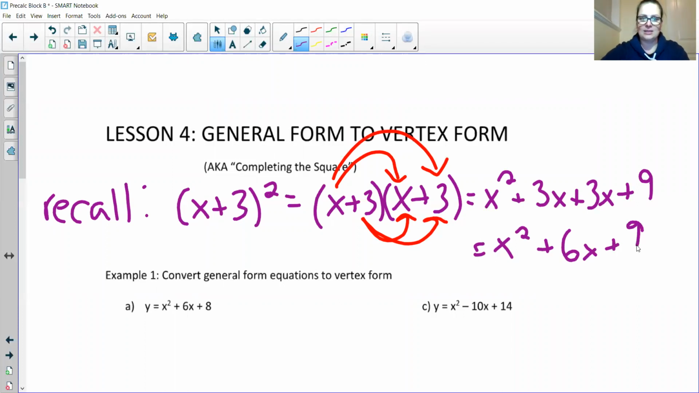Okay? And how you got this x squared, that was the x times x. And how you got this 6x was 2 times 3x, and you got this 9 by doing the 3 squared. Okay, so that's really important to take into consideration because that is what we're going to use.